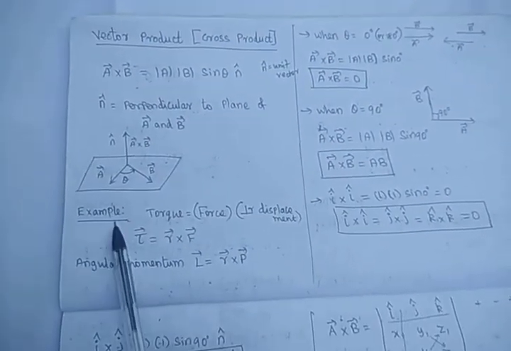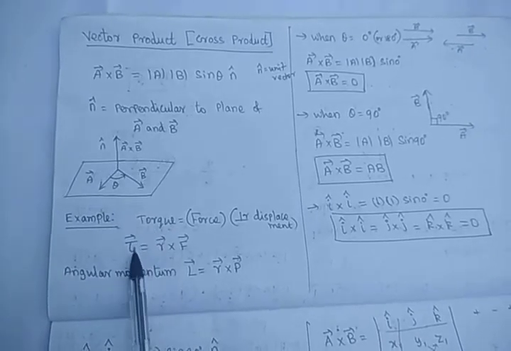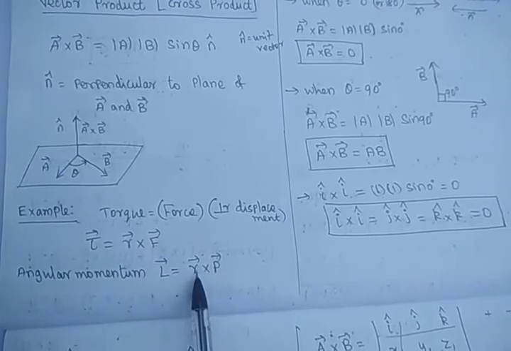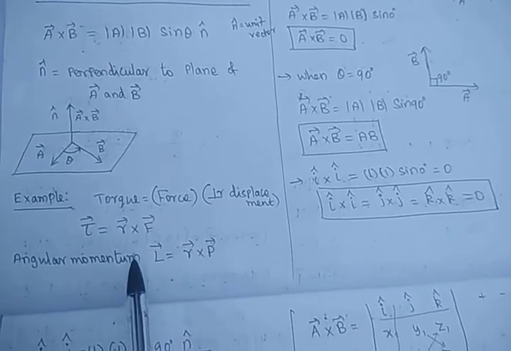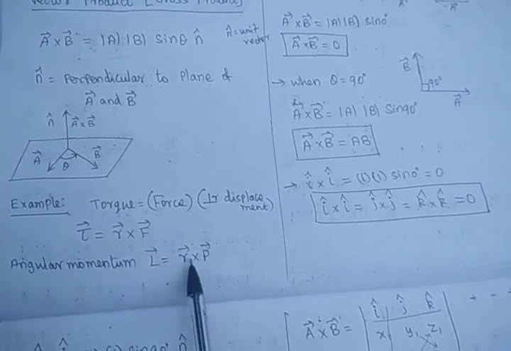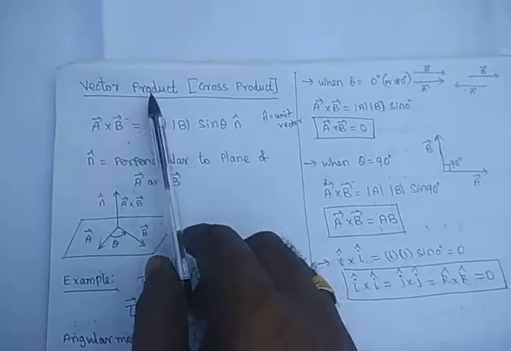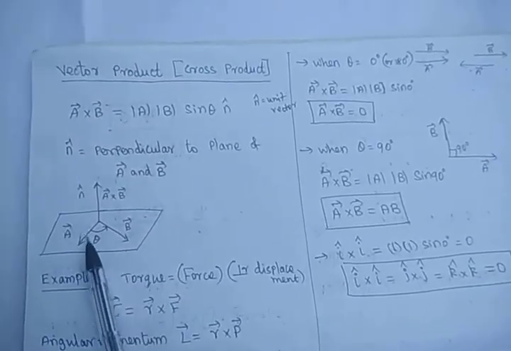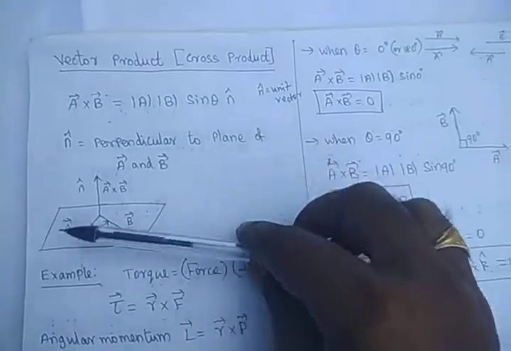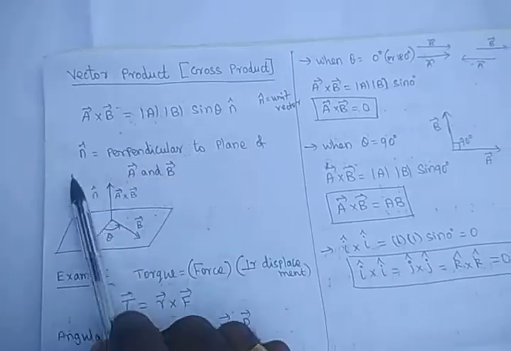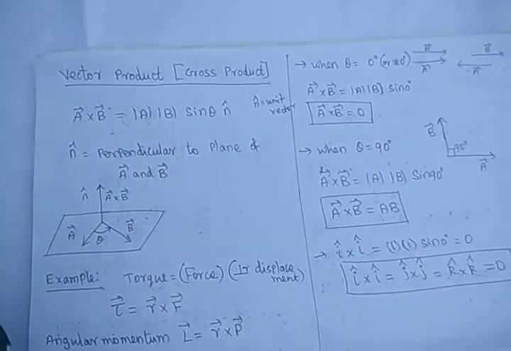So the examples for vector product are torque is equal to position vector cross force vector, and angular momentum is equal to position vector cross p linear momentum vector. So r vector cross f vector, r vector cross p vector. These are all physical examples of vector product. Again I will say, students, a vector and b vector are in the same plane. The resultant vector will be perpendicular, and that will be represented by the unit vector n cap.